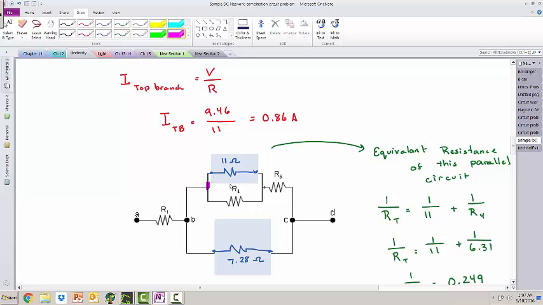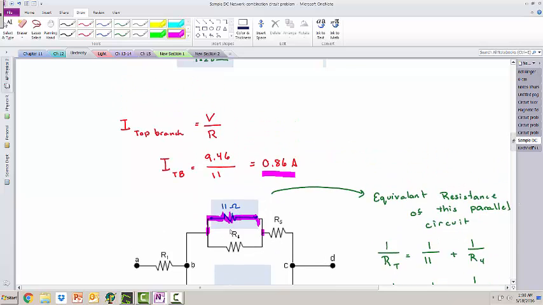So again, we know the voltage drop from the one junction point to the other junction point is 9.46 volts. So using this equivalent resistance of 11 ohms, I get that the current going through the top branch is 9.46 volts divided by 11 ohms, which gives me 0.86 amps. That means 0.86 amps of electrons choose to go up the top branch and march through that wire.